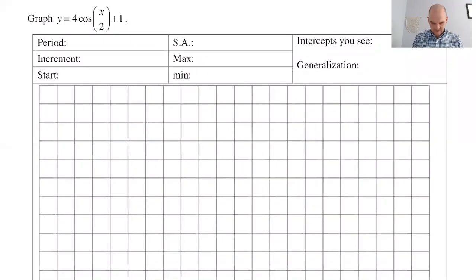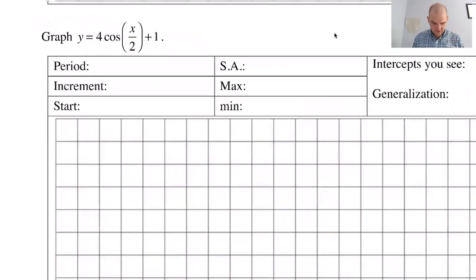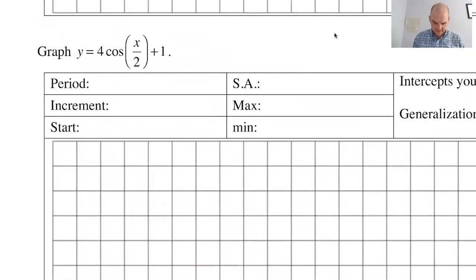All right, we're back. We're still on page 43. We're still graphing. I'm going to jump right into it. So I'm going to find the period. The period is going to be 2 pi divided by b, which is 1/2. So people screw that up a lot.